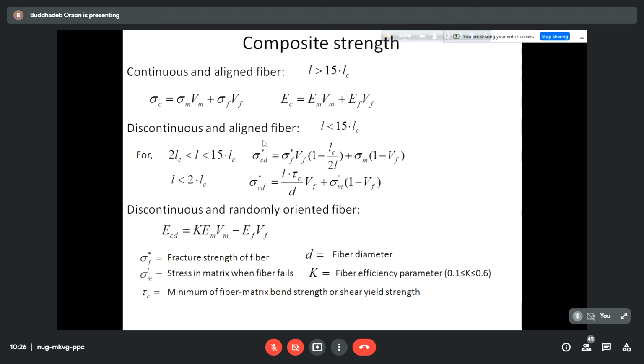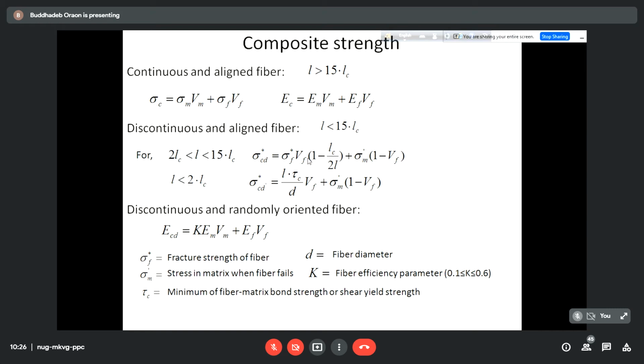Now when it is discontinuous and aligned, that means the length of the fiber is less than 15 times lc. See, if the length of the fiber is within 2 lc and 15 times lc, then we consider this as discontinuous fiber, and the expression is sigma cd, meaning discontinuous. We are writing this. This equation also can be found in Callister. Only thing, some notations have been given here, which you should note carefully.